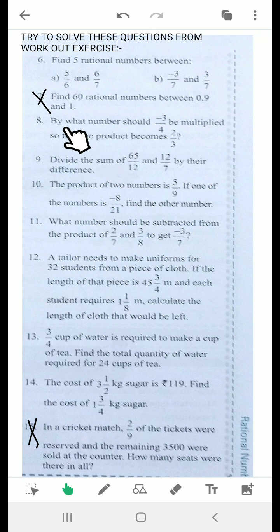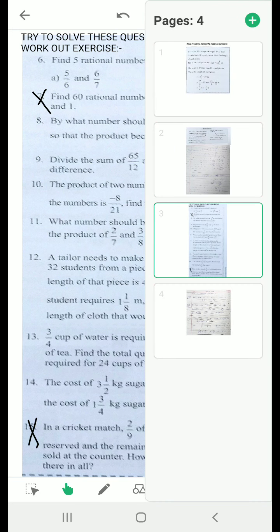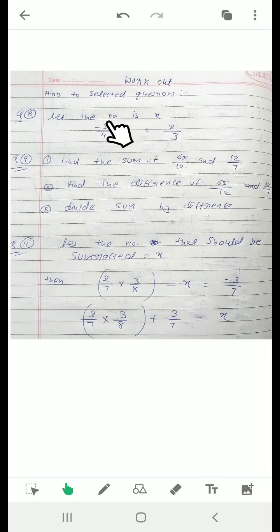Question number 8 is: by what number should minus 3 upon 4 be multiplied so that the product becomes 2 upon 3? That means by what number I will multiply minus 3 upon 4 so that the product should be 2 upon 3. The hint I gave: let the number be x. Let x be multiplied by minus 3 upon 4, so the answer is 2 upon 3. So minus 3 upon 4 multiplied by x equals 2 upon 3. Now just solve it for x.